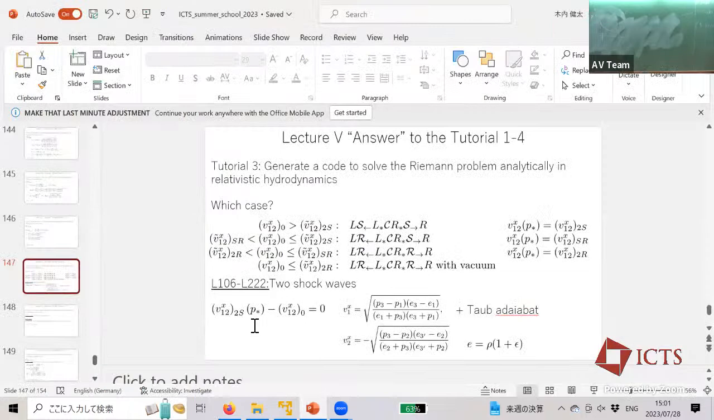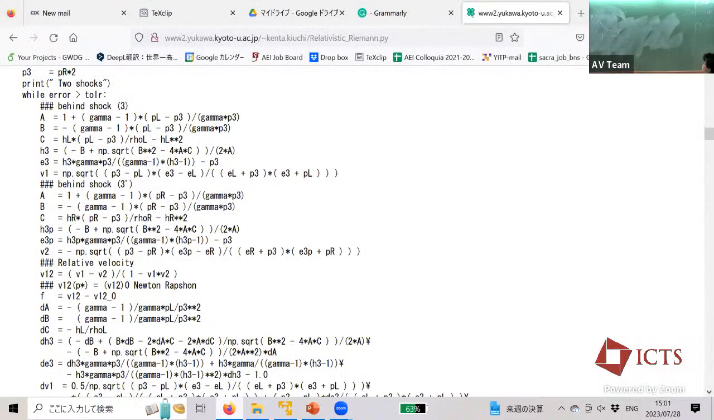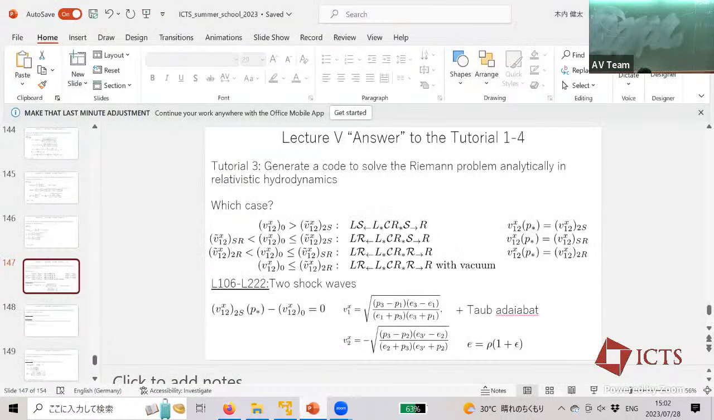Behind the shocks, for the three state the coefficients A, B, C for the Taub adiabat are given by these equations. By solving the Taub adiabat equations, you can estimate H3 and E3. And then you can get B1X by these equations. Now you can get P3 and rho 3 from the adiabatic.